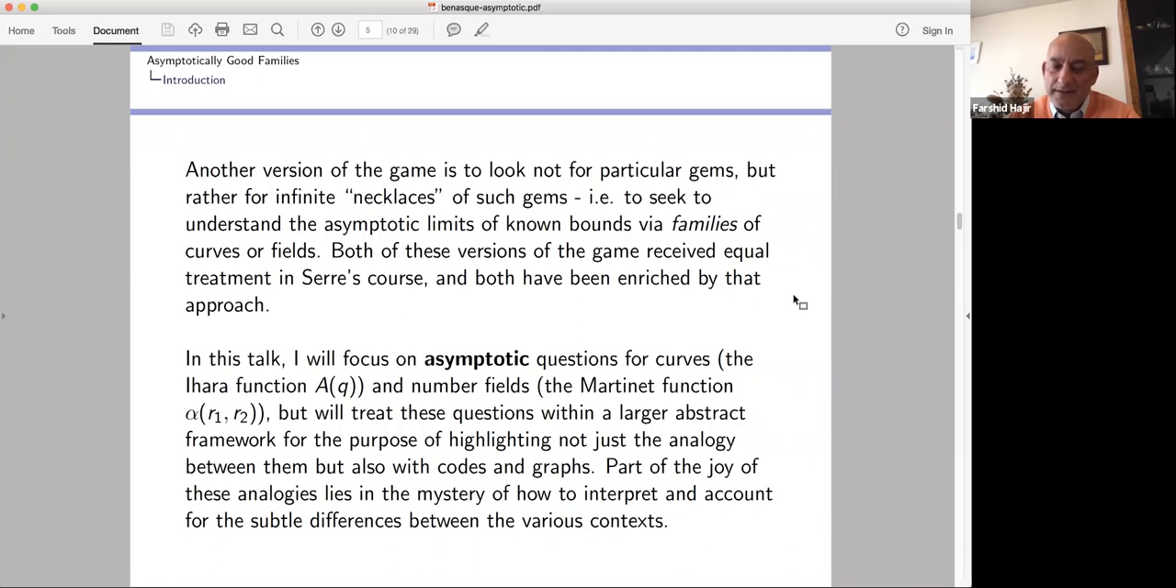And for number fields, the analog of that is the Martinet function, which may not be as well known for many members of this group, but it's analogous. And in order to talk about both of these things at the same time, I'm going to introduce a little bit of formal machinery, which is not very meaningful in itself, but it's just a vehicle for me to try to highlight the correspondences between number fields and function fields in this case, or number fields and curves. But I'm also going to use the opportunity to talk about another context of graphs to show that the same kind of phenomenon happens in other places, and there may be more lessons to be learned from doing further comparisons with other types of algebraic objects.